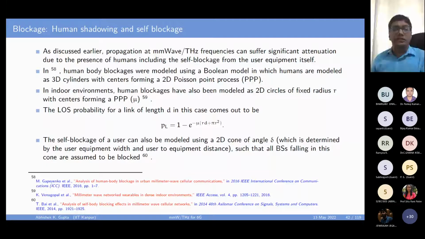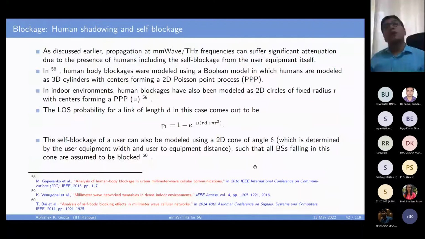We can model them using a random point process, like a Poisson point process, where you can think of each human as a 2D circle or a cylinder, distributed randomly in a 2D space according to a Poisson distribution.